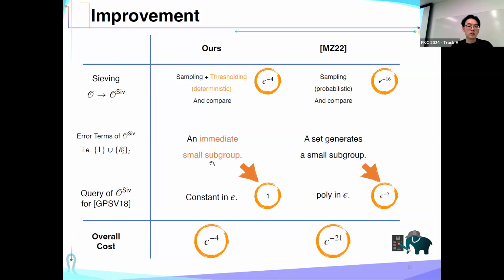Another feature I didn't mention in the slides is that the new error terms in our new error code immediately form a small subgroup. It is quite different from Montgomery and Gentry, because in their case they have to operate the oracle multiple times to let the error terms act on each other and generate a small subgroup. Then they can invoke GPSV18. Here, because we already have a small subgroup, we can just invoke GPSV18 with cost just constant in epsilon. So that's how the overall cost is epsilon to the -4.